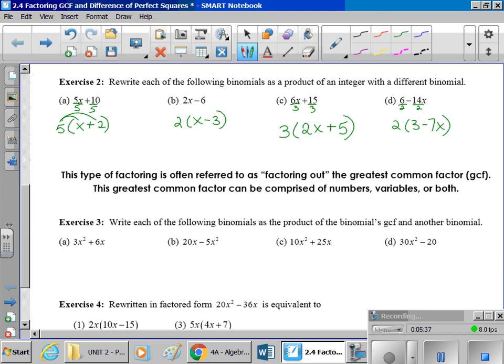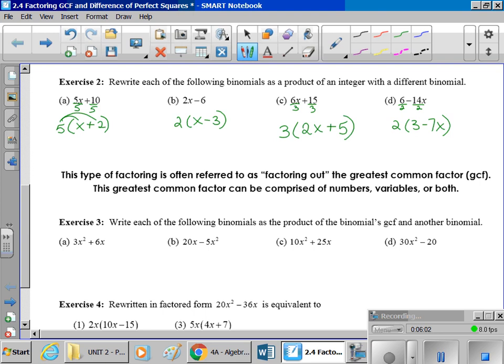All right, so far so good. We're probably saying to ourselves, yeah, I hope the whole lesson's like this, because this is pretty easy. So this type of factoring is often referred to as factoring out the greatest common factor, or the GCF. The greatest common factor can be comprised of numbers, variables, or both. So what we've done up in exercise 2 is only factoring out numbers, coefficients.